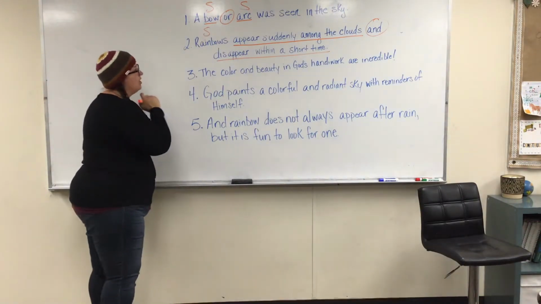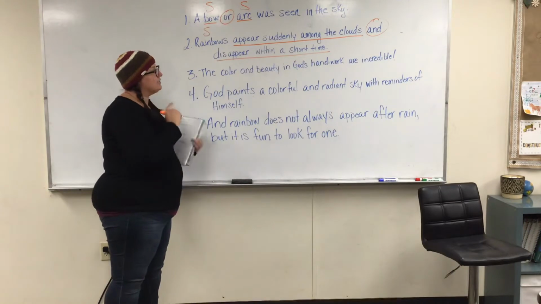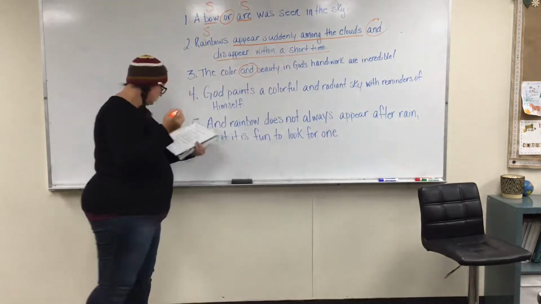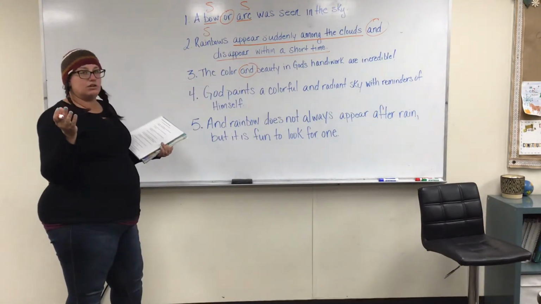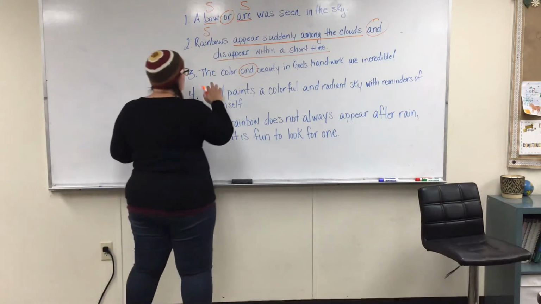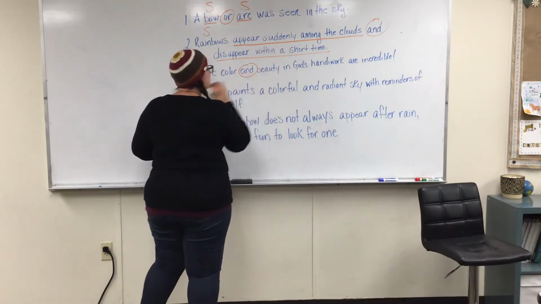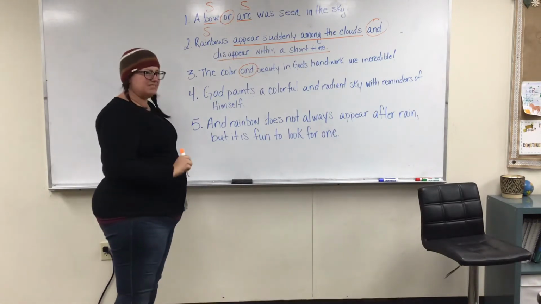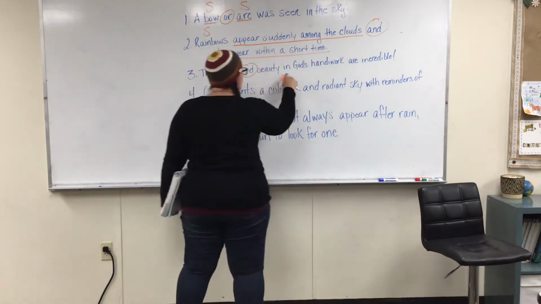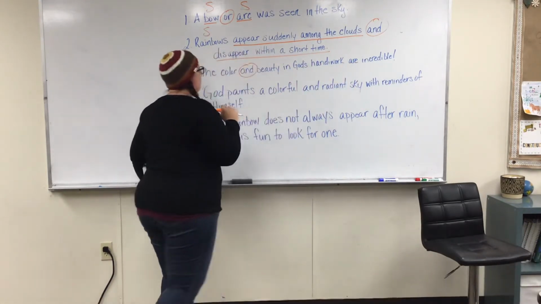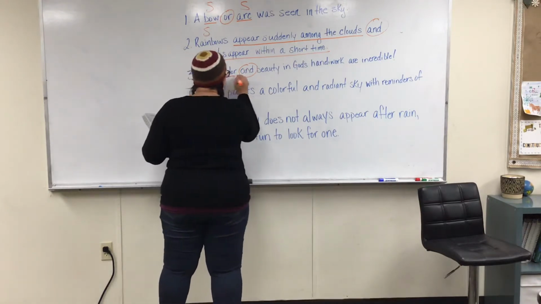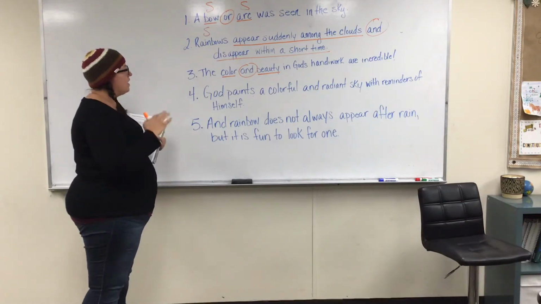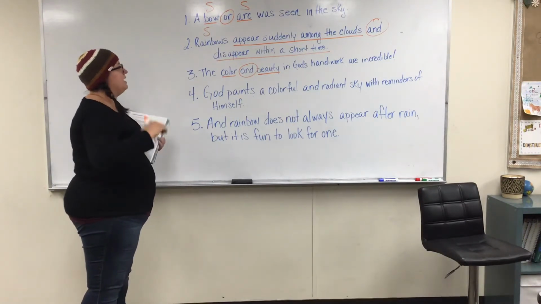All right, number 3. The color and beauty in God's handiwork are incredible. Right away, "and." I know that's my conjunction, okay? What is "and" joining? Color and beauty? Is that what the subject is referring to? It kind of seems like it. Color and beauty in God's handiwork are incredible. Yeah, this is actually joining again two whole subjects. That's what we're talking about.